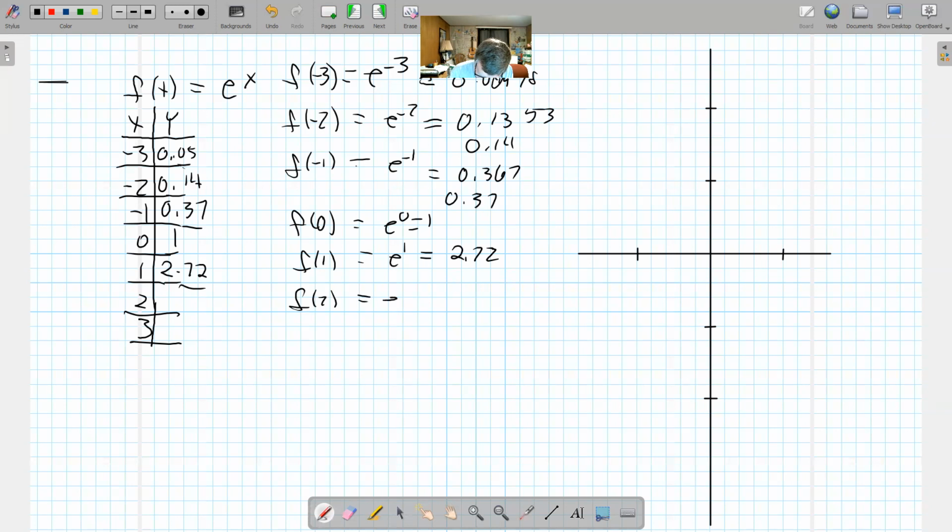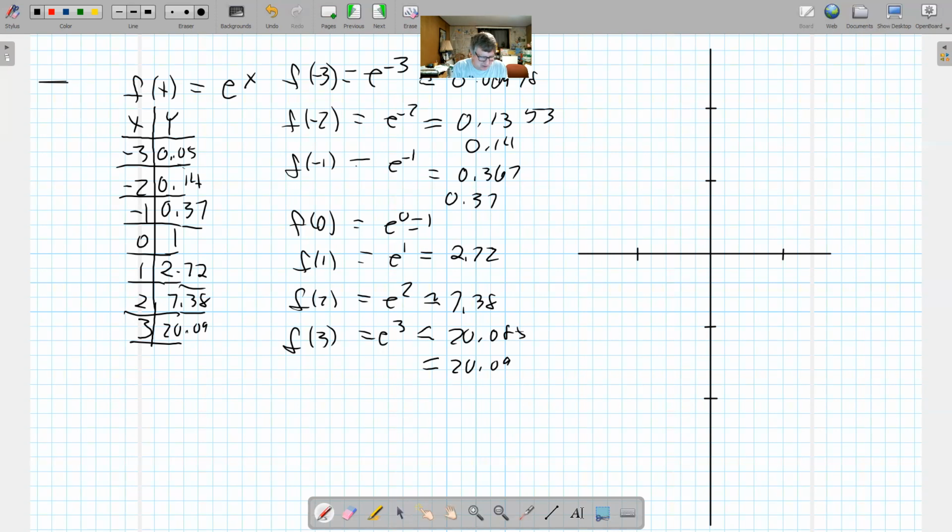f of 2 is e squared, and e squared is approximately 7.38. And then f of 3, e cubed, is 20.085, so we'll call it 20.09. Okay, so I'm going to just sketch using those approximate values.